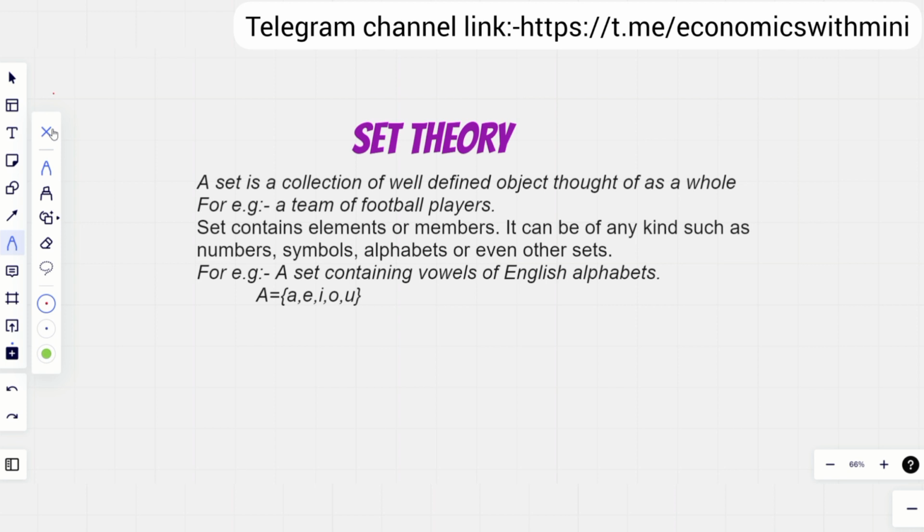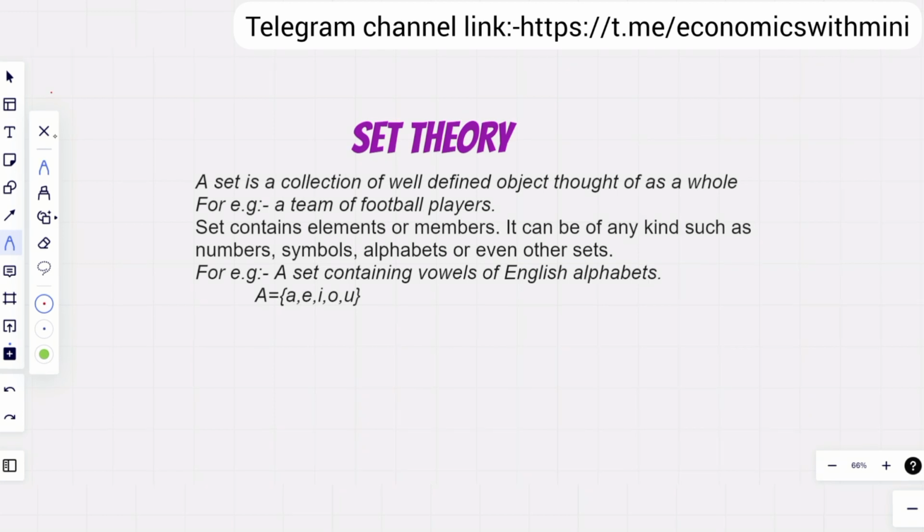Alright, so let's get started. So what is a set? A set is a collection of well-defined objects thought of as a whole. A set is nothing but a collection of objects. Object here means elements. That object can be anything like numbers, alphabets. So the collection of such elements makes a set.